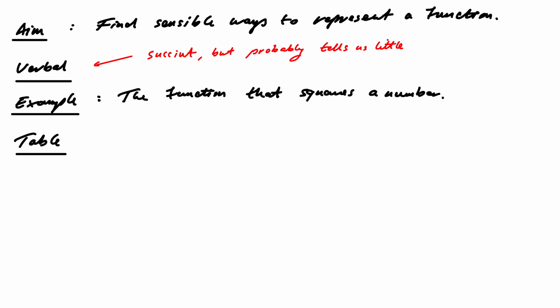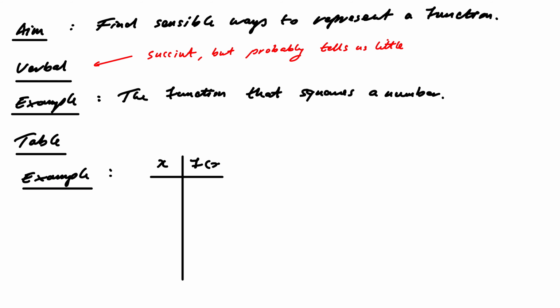So let's do an example. Let's keep the same function going, the function that squares a number. What I could do would be to express that a little bit like the following. I'm going to draw a piece of a table: two columns, x here, f of x here.